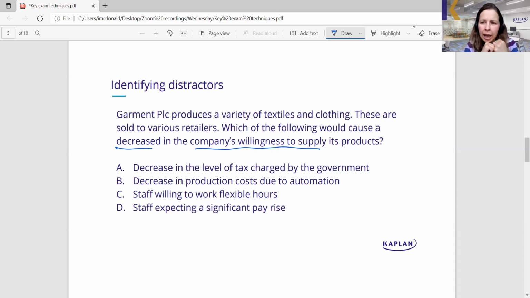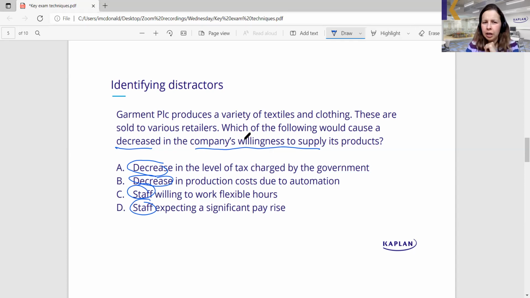Sometimes the examiner designs the options in a way to make them look similar. Both options A and B start with the word decrease. Both options C and D start with the word staff. So let's have a look at them and ask, what clearly does not make sense?